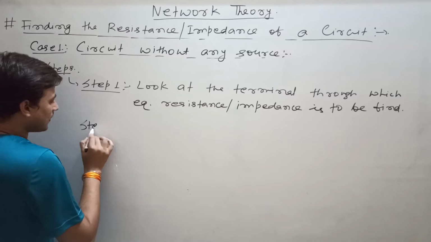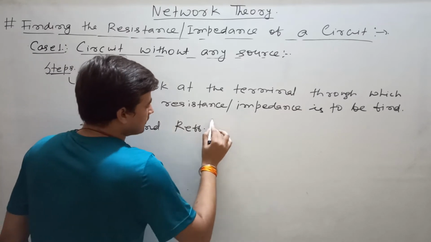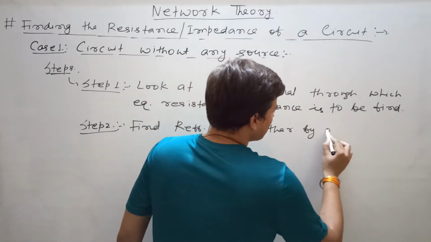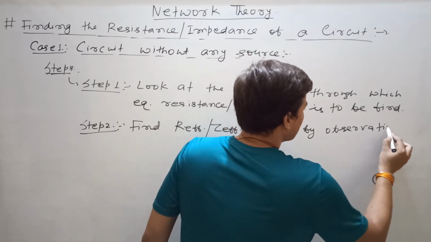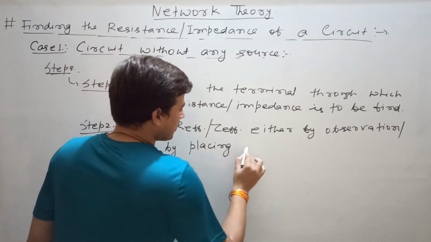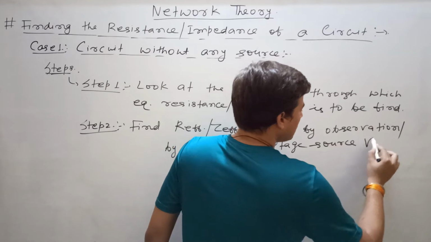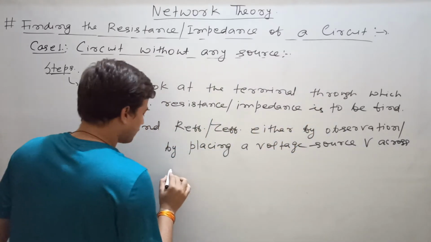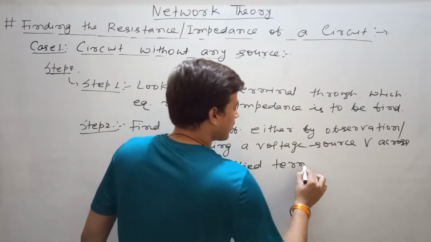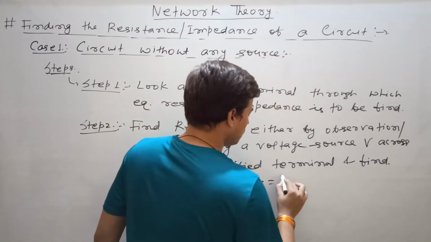then step 2, what will you do? Find R effective or Z effective either by observation, or by placing a voltage source V across the identified terminal and find Z equal to V by I.